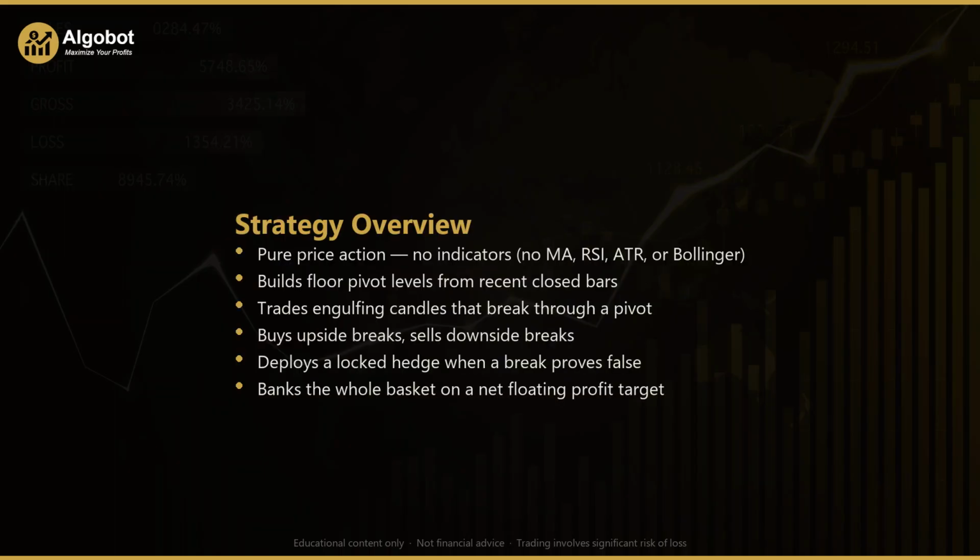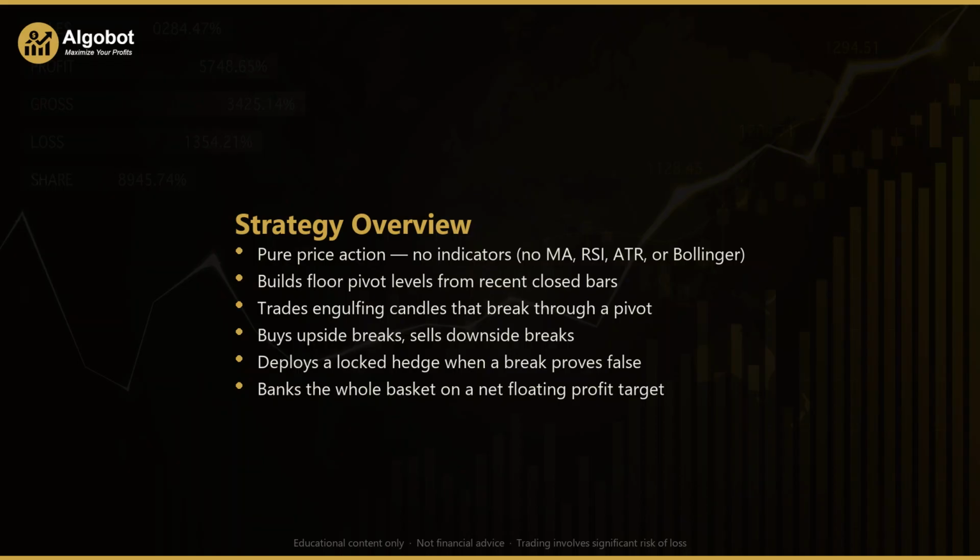Let's dig in. So what exactly does Pivot Engulfing Hedge do? At its core, this expert advisor watches a single chart and trades pure price action. It builds a small grid of floor pivot levels, then waits for a specific candlestick pattern, the engulfing candle, to close decisively through one of those levels. That combination is the heart of the strategy.